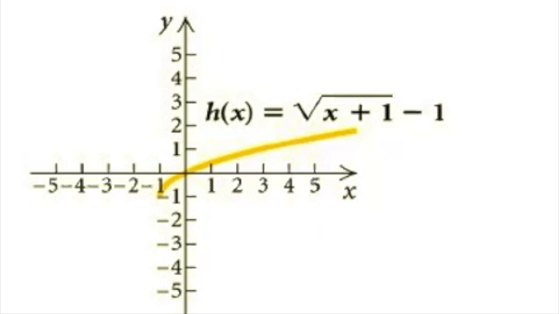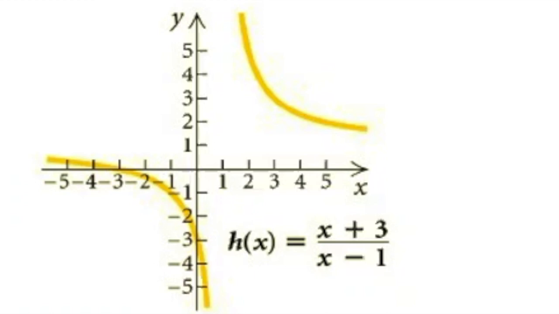In the case of h of x equals the square root of x plus 1 minus 1, we have a discontinuity happening. The graph stops at -1, -1, and does not continue. And lastly, we have the rational function h of x equals x plus 3 divided by x minus 1. You can see we've got that division by a variable. And we have an infinite discontinuity in this case because there would be a vertical asymptote happening at x equals 1.